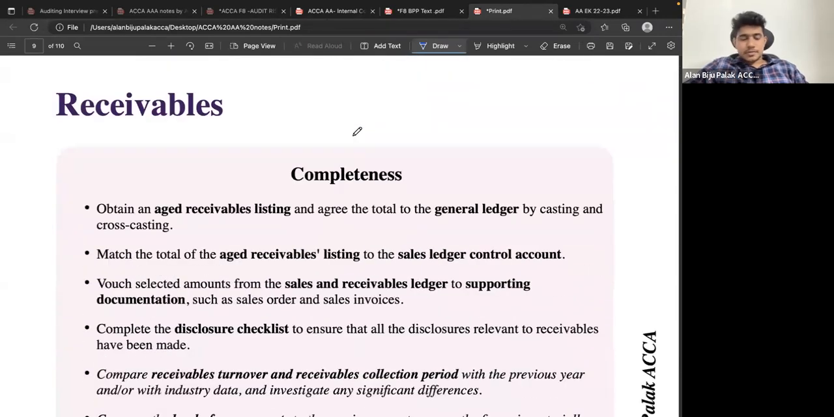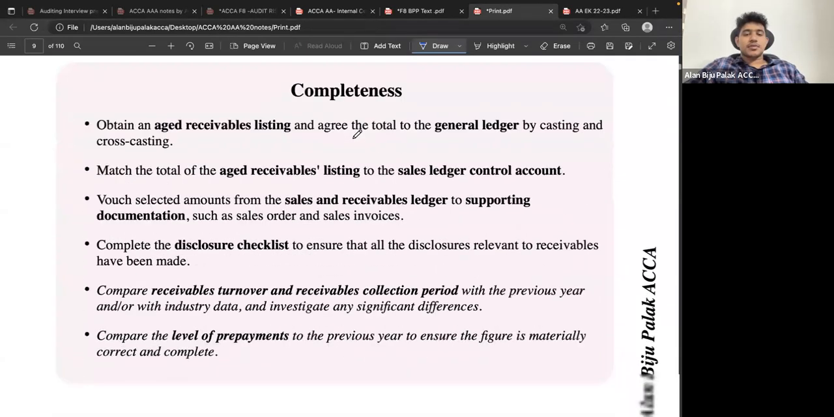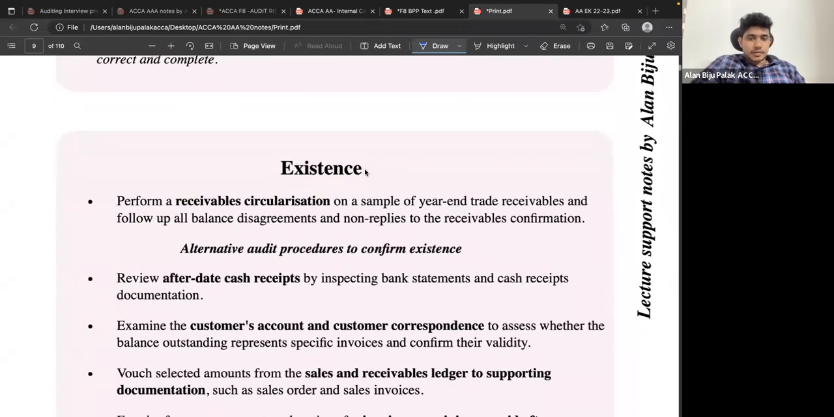Again, receivables. Receivables is one of the most important substantives. So which is the most important assertion within the receivables? Existence. Existence is the most important assertion within receivables. So we must always consider writing points relating to existence.